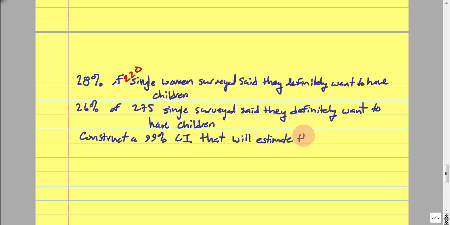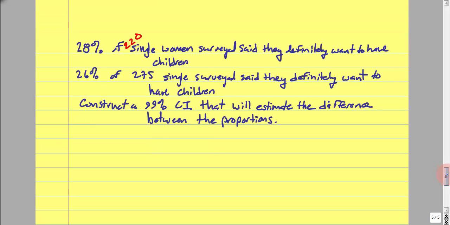Now, if MyMathLab or your problem doesn't give you who's P1 and who's P2, usually it's the first one listed as P1. So we'd call P1 the single women, P2 would be the single men. So construct a 99% confidence interval that will estimate the difference between the proportions. So when I start a problem like this, I want to look at what I'm going to call P1 and P2. Now, we're going to use our calculator on this one.